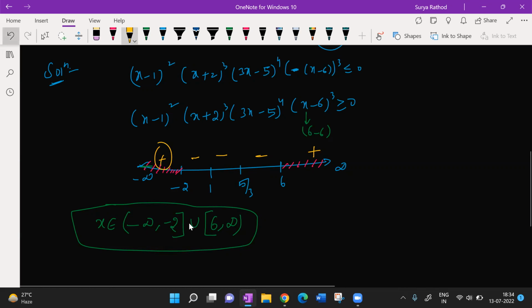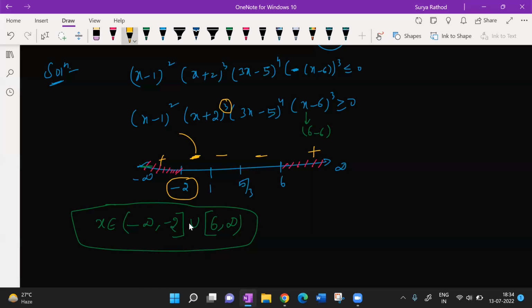Yeah, sir. So what I'm saying is, what is the power of this minus 2? For minus 2 square, sir. 3, okay. 3, right? It was odd here. Yes, sir. Whenever the power is odd, the sign changes. It was minus here, so it changes here.